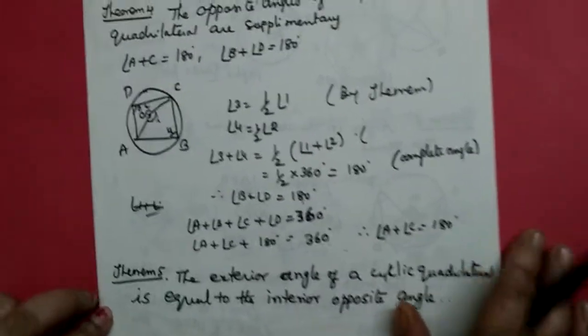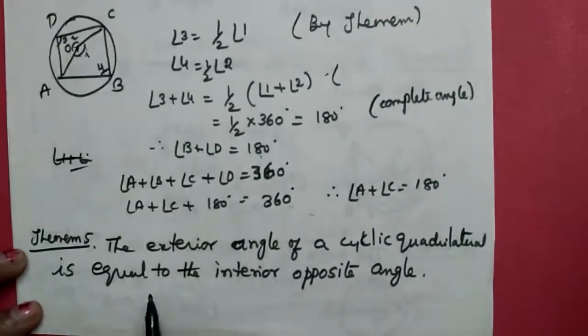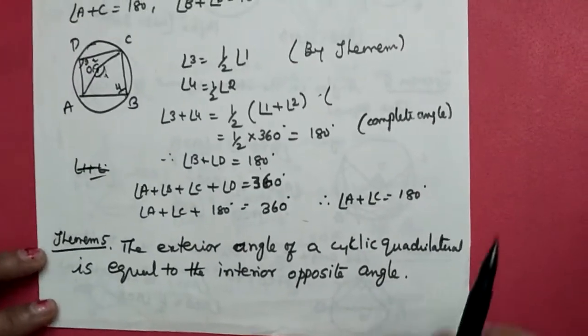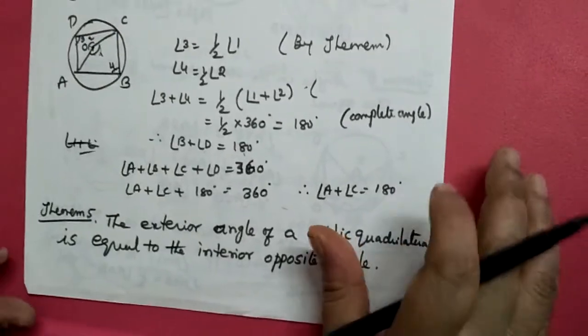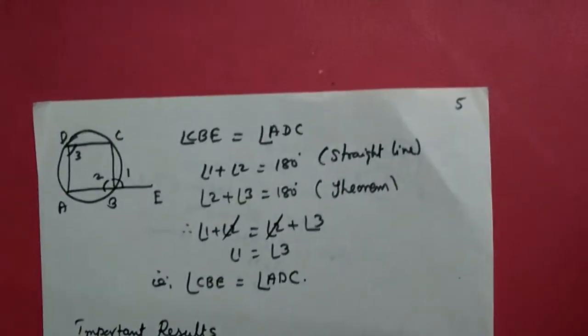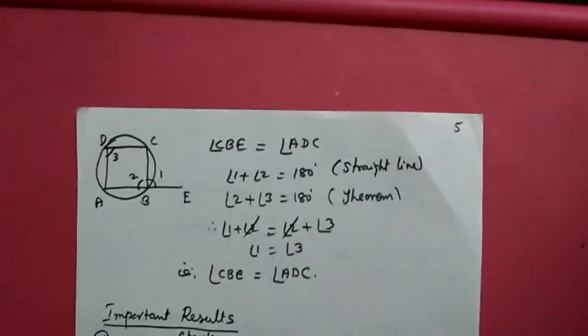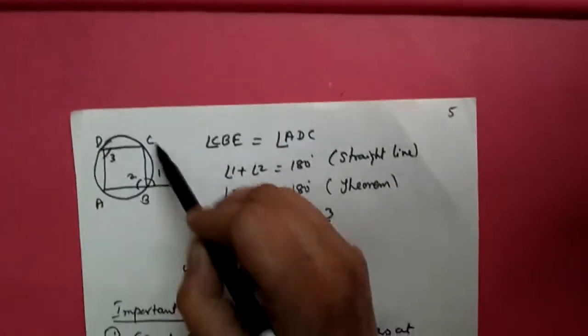Coming to the last theorem, theorem number 5. The exterior angle of a cyclic quadrilateral is equal to the interior opposite angle. But in a triangle, what? The exterior angle is equal to the sum of the opposite interior angles. Here in a cyclic quadrilateral, the exterior angle is equal to the opposite interior angle only, not the sum. Okay, now I am taking the cyclic quadrilateral.